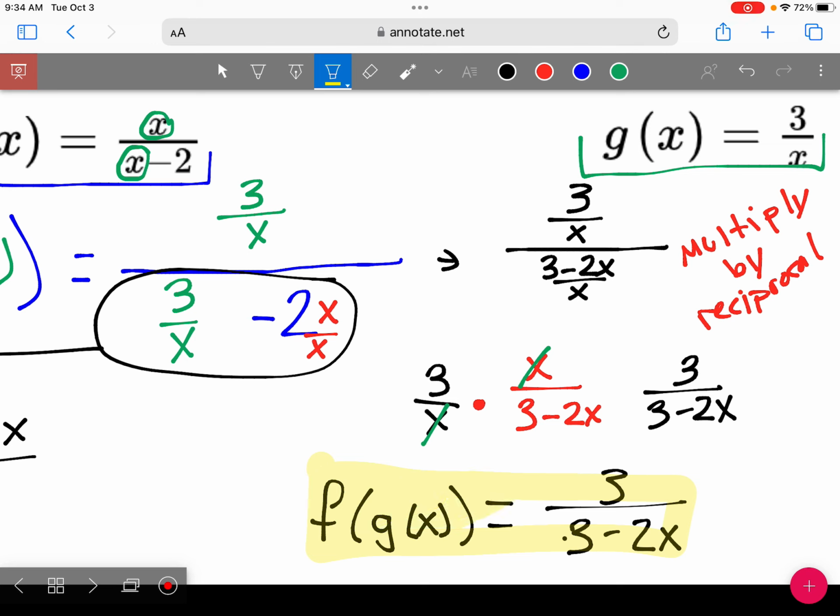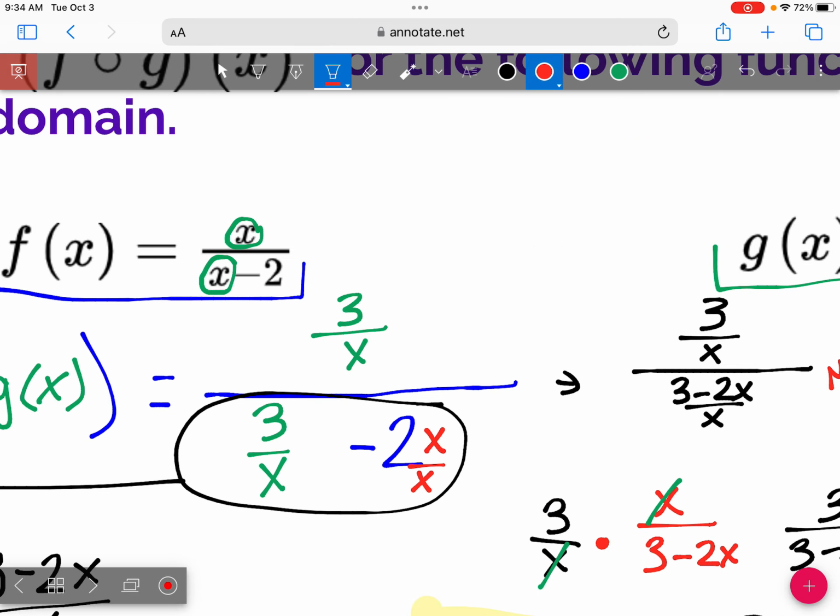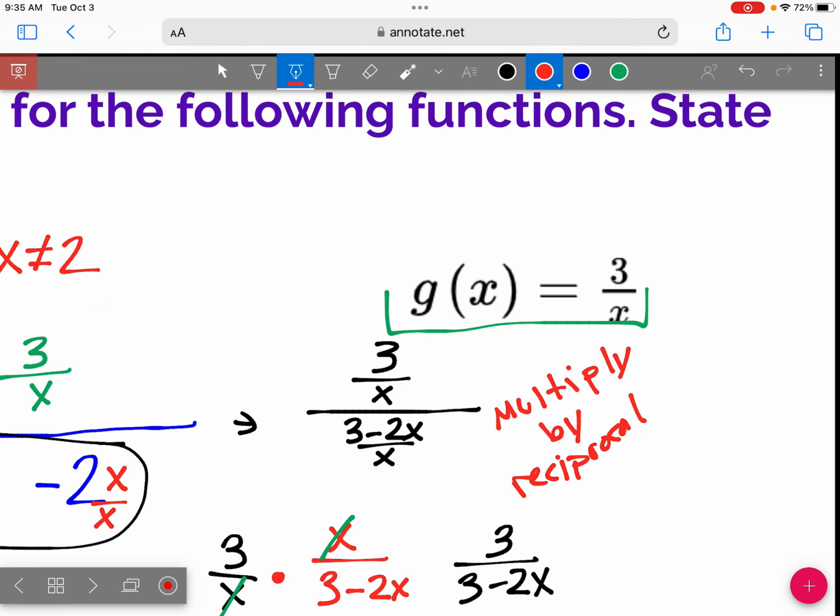Questions on the function rule part? Because now we're going to look at our domain. What is our domain for f of x? Or what can't it be for f of x? x cannot equal 2 because we can't divide by 0. How about for g of x? x cannot equal 0 because we cannot divide by 0.